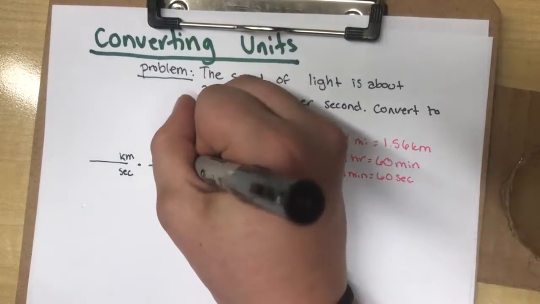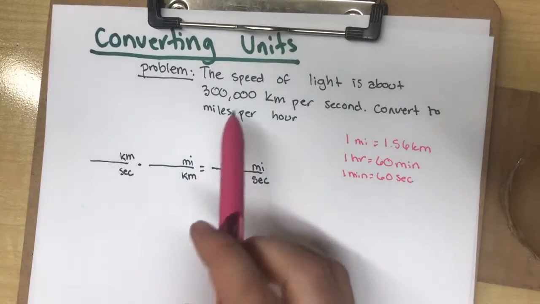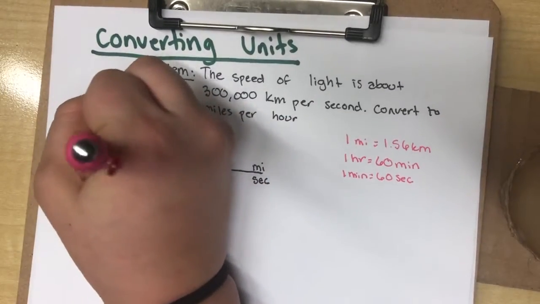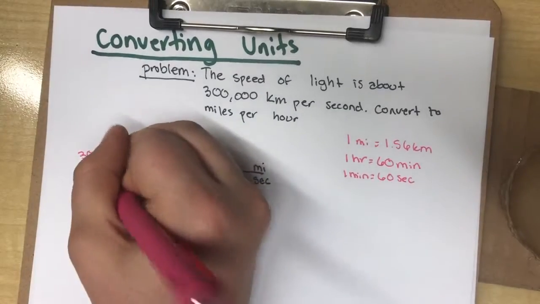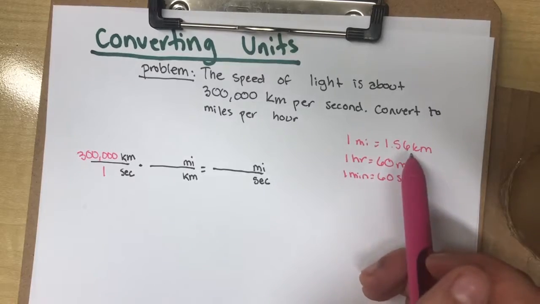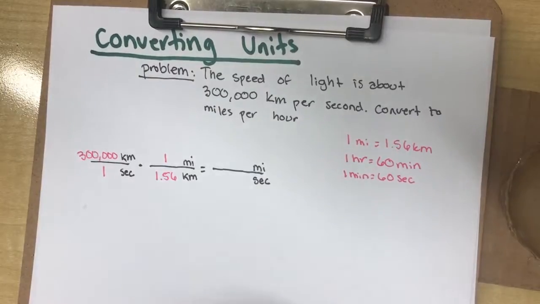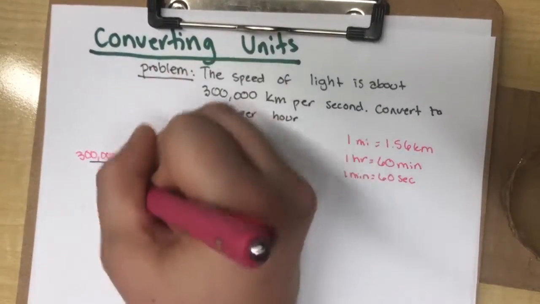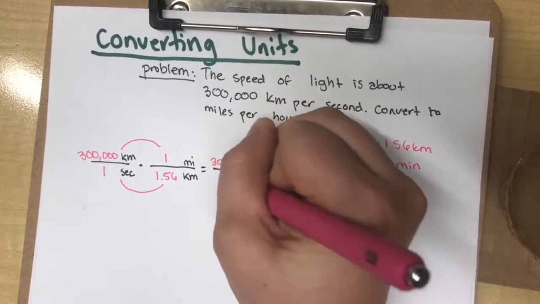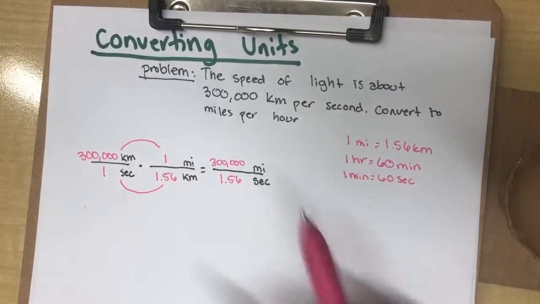Okay, so then the other unit is miles. And now I get to write in what I know. So I know that my starting rate was 300,000 kilometers per 1 second. And I know that for every 1 mile, there's 1.56 kilometers. Okay, now we multiply. So 300,000 times 1 is 300,000. 1 times 1.56 is 1.56.